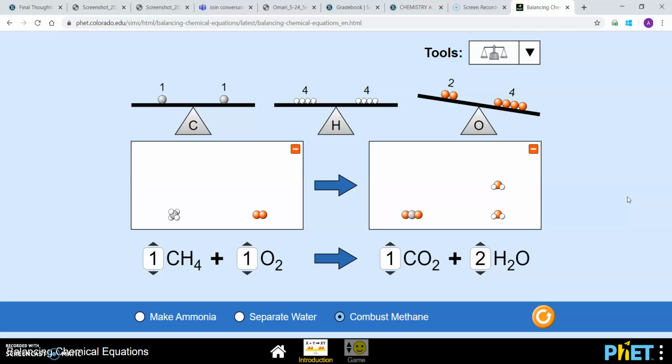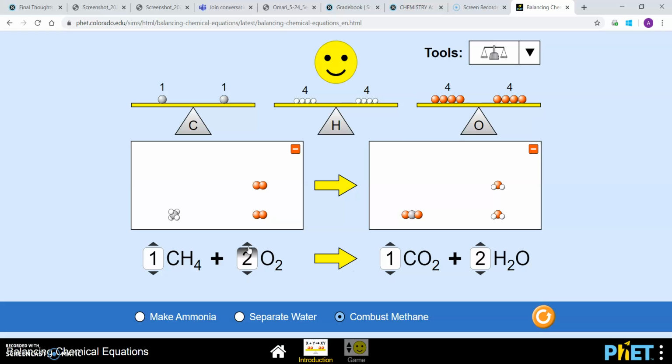Cool. So now my carbons are good, my hydrogens are good. The only thing that's not good is the oxygens. If I have 4 atoms of oxygen at the end, that 4 right there, I need to have 4 at the beginning, like that. So now everything is equal.